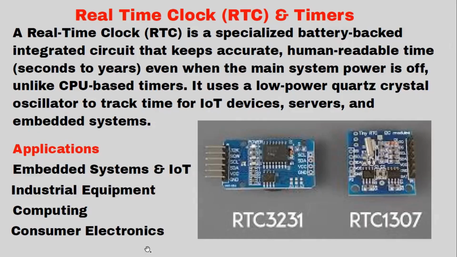I've given some pictures here, the RTC 3231 and RTC 1307. These are the two crystal oscillator modules, which we call RTC, real-time clock. We use them for our projects. Where are the applications? Embedded systems and IoT, industrial equipment, computing. Of course, the computer also maintains the time, so you have the same system inside your computer board as well, and in consumer electronics. These are the applications of the real-time clock, RTC and timer.